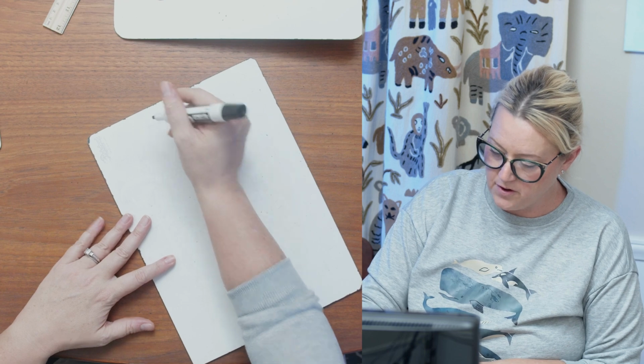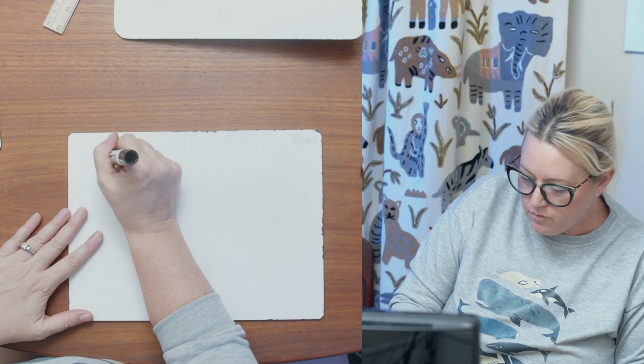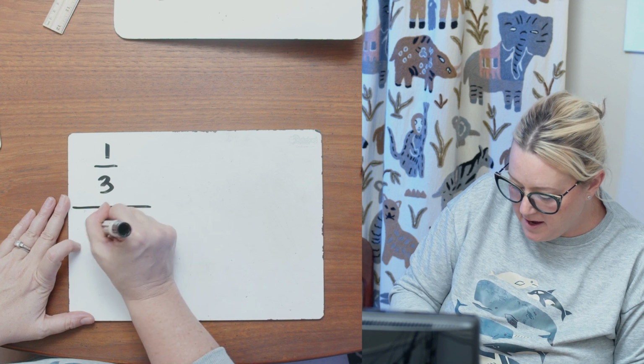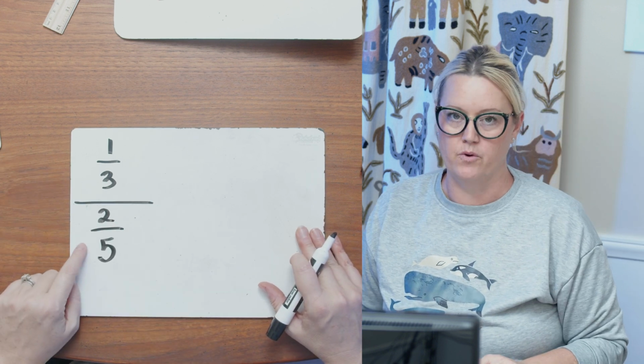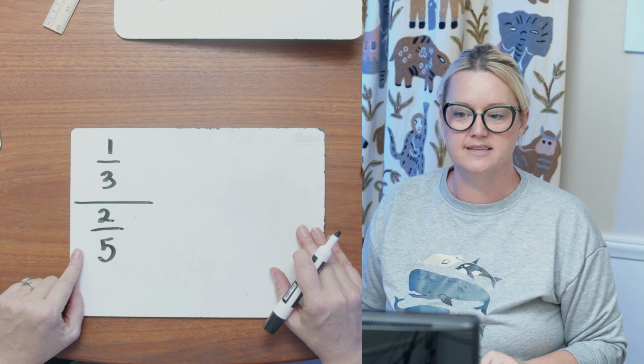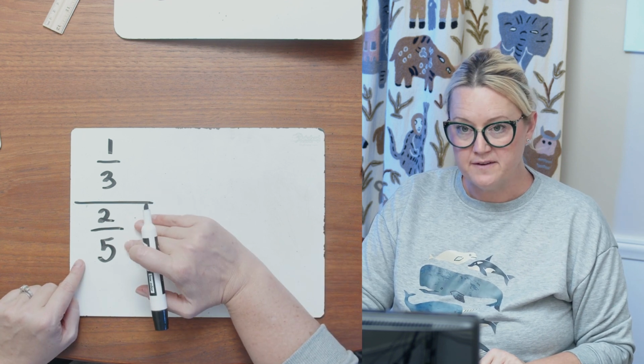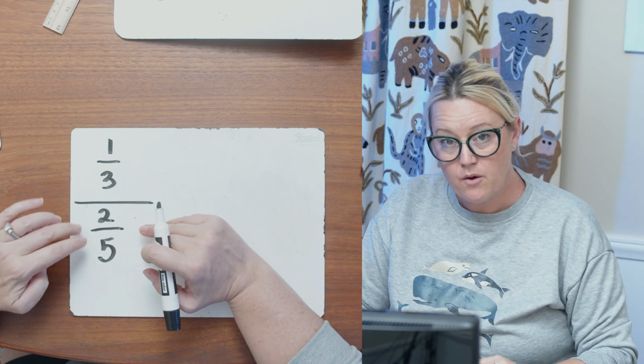So we have 1/3. I'm going to write this as a complex fraction. It just means a fraction over a fraction, because the division symbol, remember, is a fraction bar. I have 1/3 divided by 2/5. The first thing I want to do is get rid of that fraction in the bottom, because that is ugly, right? We've got 2/5 down here. So I want to get rid of that fraction.